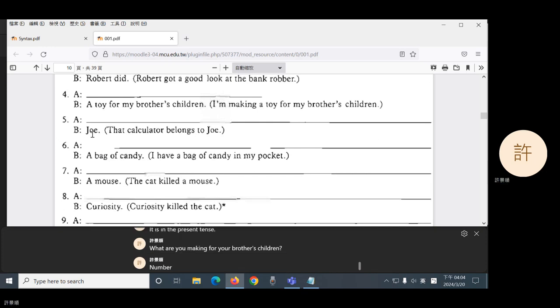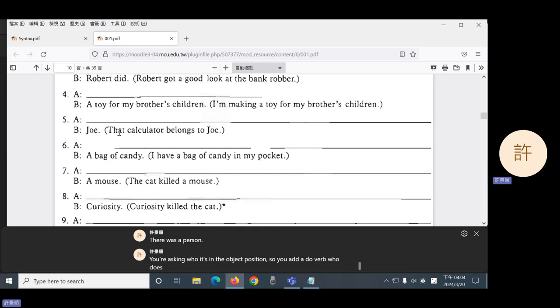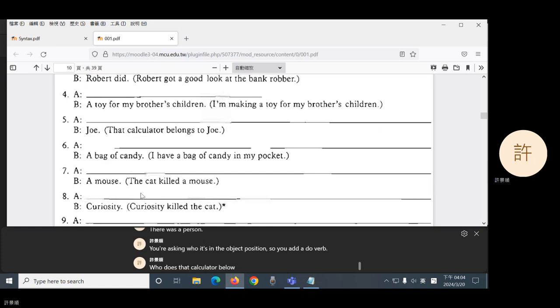Number five, Joe is a person. You're asking who. It's in the object position, so you add a do verb. Who does that calculator belong to?